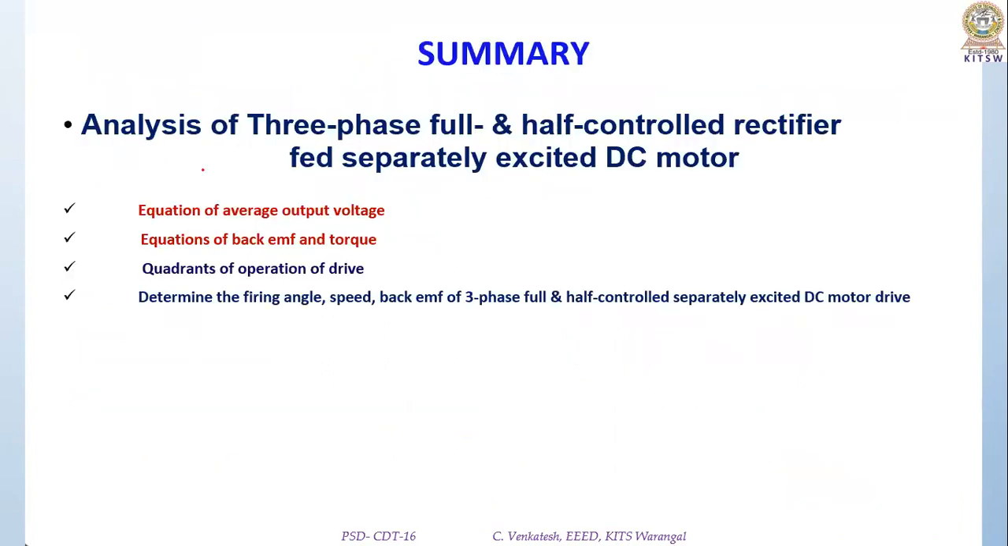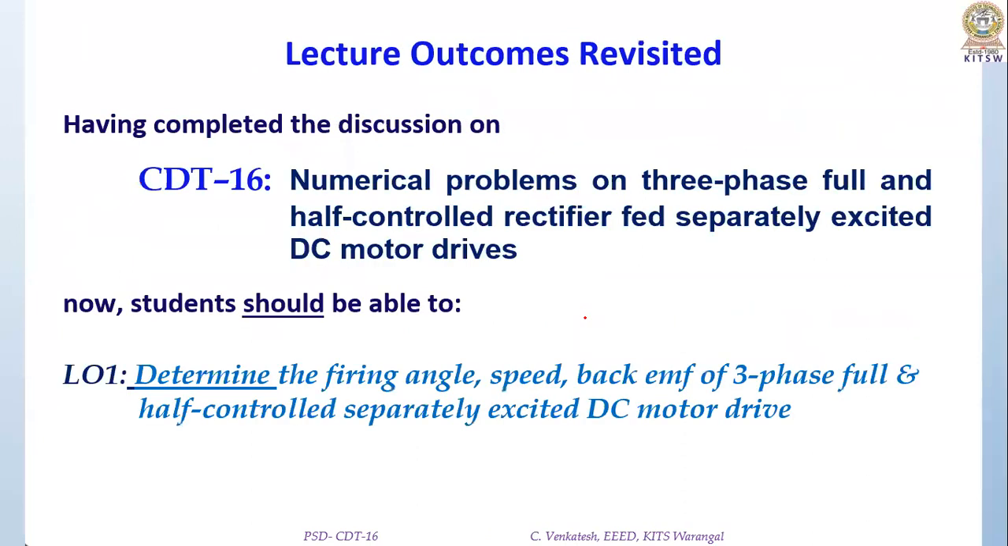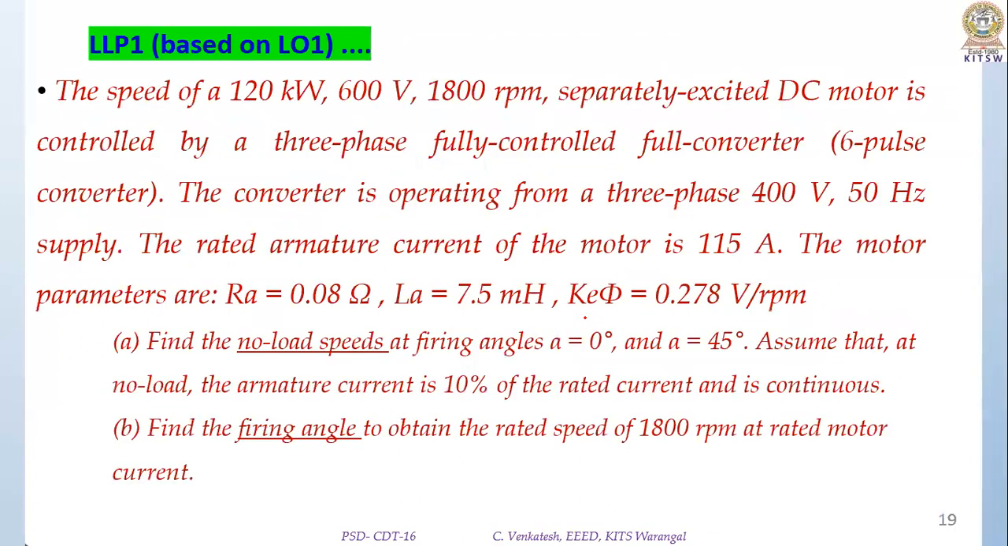Dear students, we have seen and made use of the average voltage, back EMF and torque equations, and based on the quadrants of operation, we should be able to find the firing angle, speed, and back EMF of three-phase full and half controlled converters feeding a separately excited DC motor drive. We have also seen an example for a three-phase half-wave controlled DC drive. So this is the outcome.